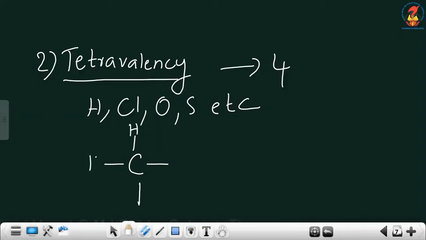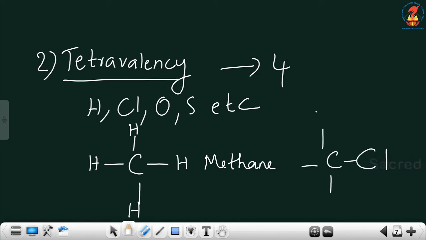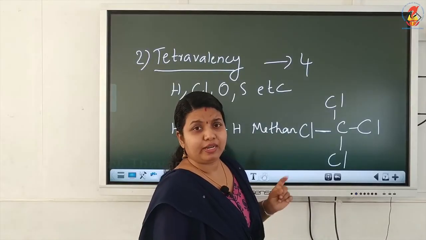4 valencies. This we have already seen, methane, where the 4 valencies of carbon are occupied by hydrogen atoms. We call it methane. Now, from this methane, one hydrogen is replaced with a chlorine atom. We call it chloromethane. All the hydrogens can be replaced with chlorine. Now, if all the hydrogens are replaced with chlorine, we call it carbon tetrachloride. This is an organic solvent, carbon tetrachloride.